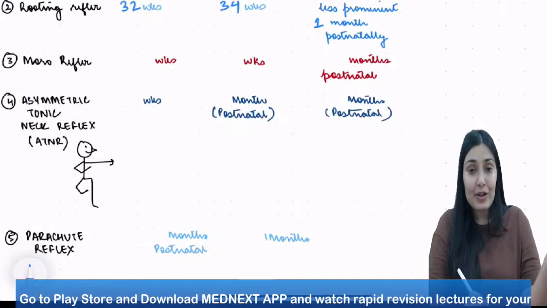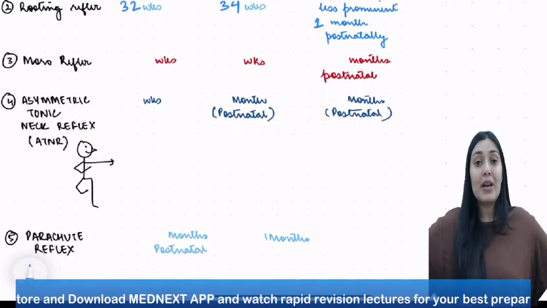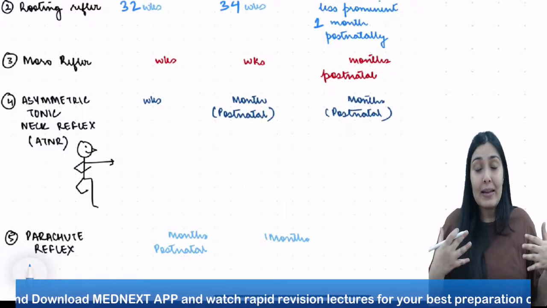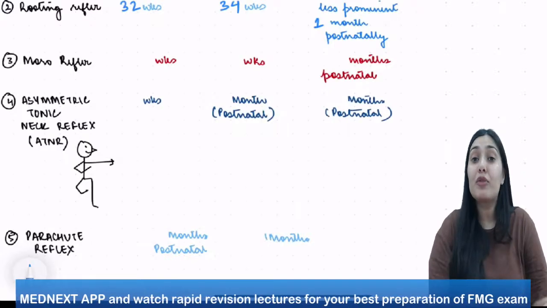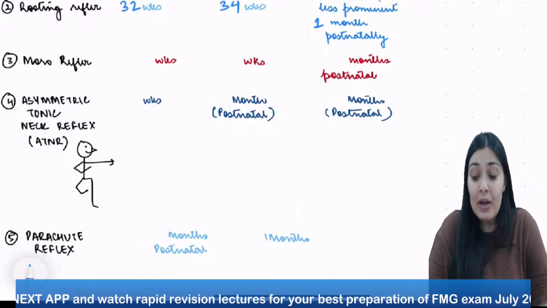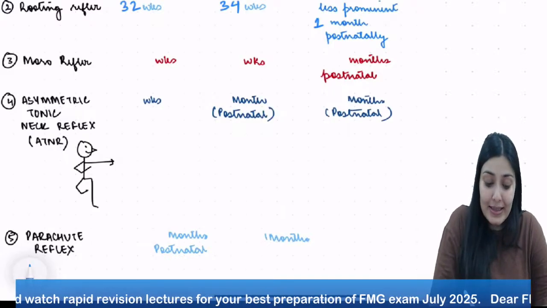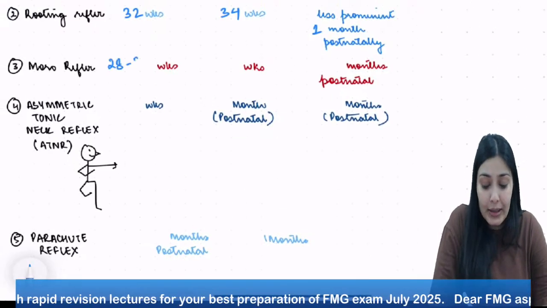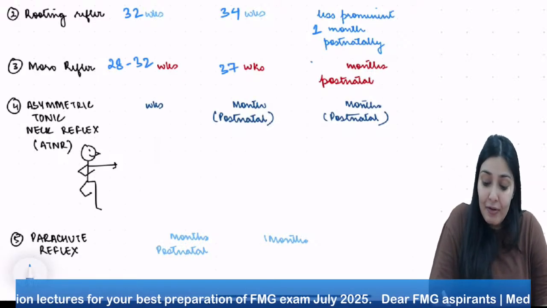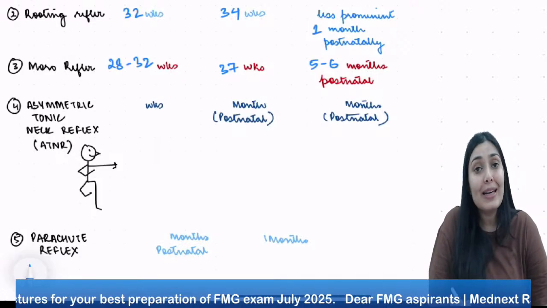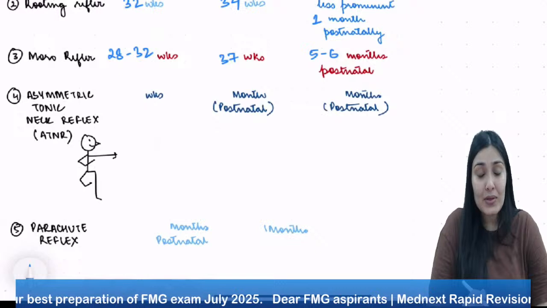Then comes the third reflex, Moro's reflex, a very important reflex, right? A sudden extension, a sudden dropping of the head and body of the baby would lead to an embrace reflex, Moro's reflex. There is abduction, extension, adduction, flexion, and sometimes a fifth component, cry, is also included. When is the onset of this reflex? The onset is 28 to 32 weeks, fully developed at 37 weeks, and 5 to 6 months postnatally it disappears.